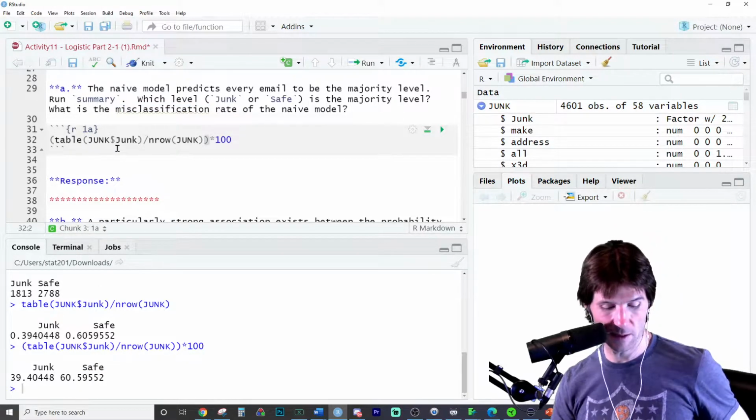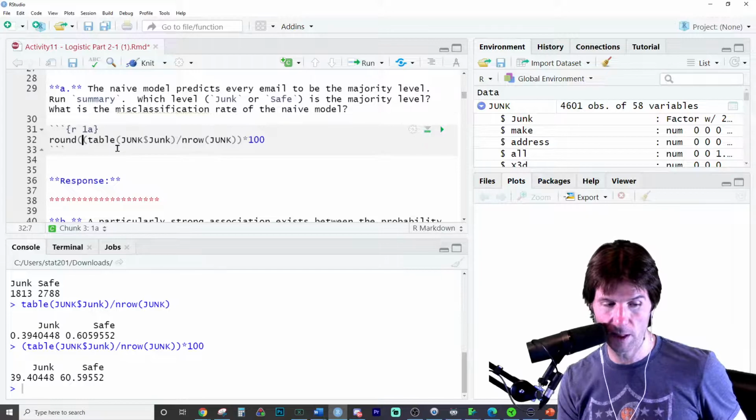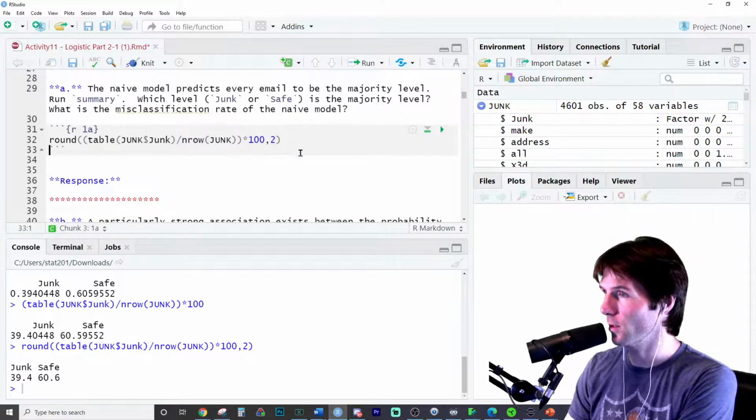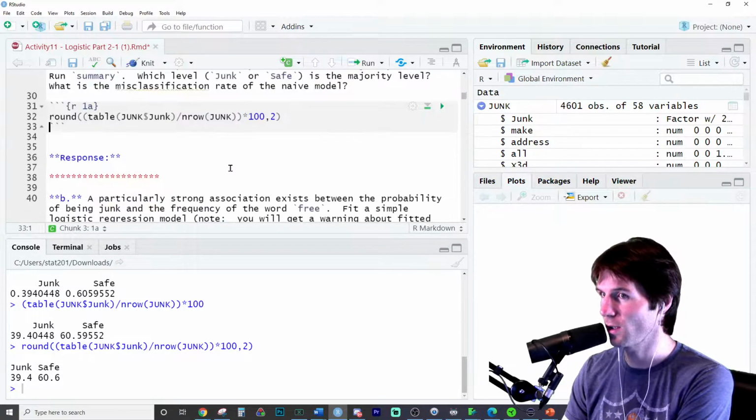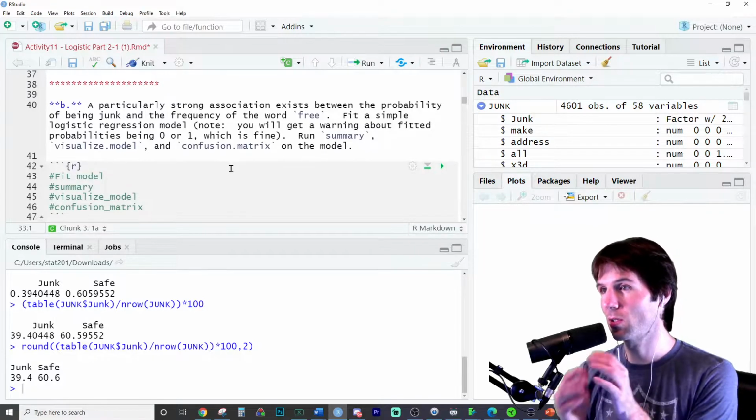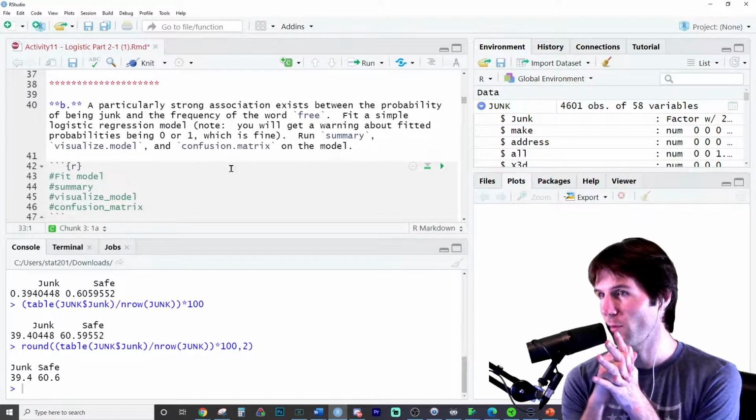Last but not least, if we want to make this look a lot better, we're going to throw inside of a round right here. We're just kind of nesting our function right here. And then we get the following values. So this is the misclassification and the accuracy in percentages. A particularly strong association between the probability of being junk and the frequency of the word is the frequency of the word free.